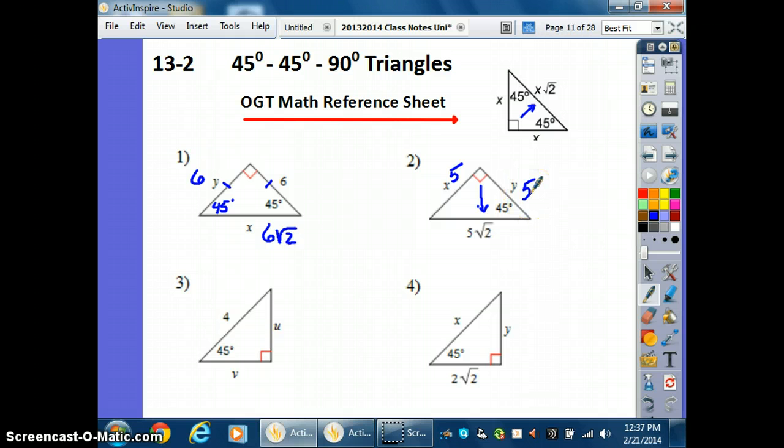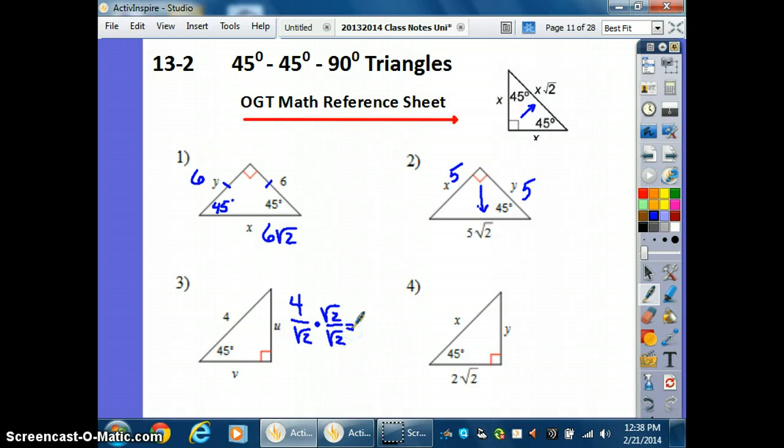Now let's try a tricky one. The hypotenuse is 4. I want to get U and V, these legs that are the same. I just said to go from the hypotenuse to a leg, you go backwards, you divide by radical 2. 4 divided by radical 2. See why we just did the division? We can't have that in the denominator, so we have to rationalize it, is what it's called. We multiply by radical 2 over radical 2.